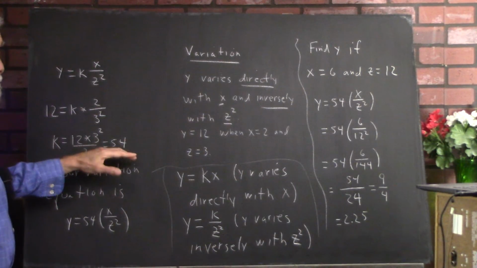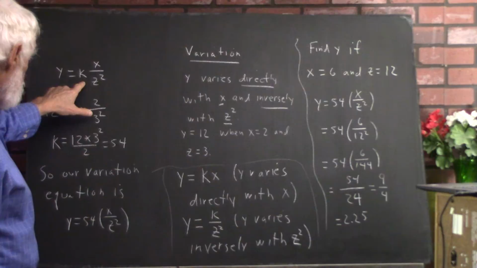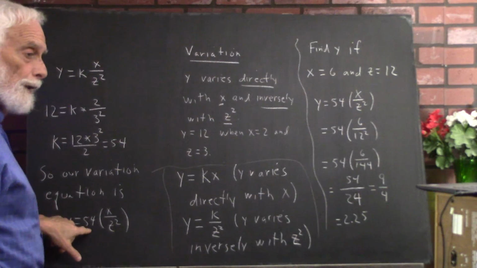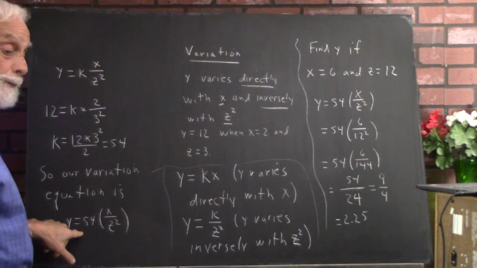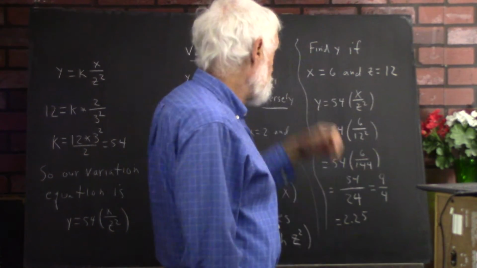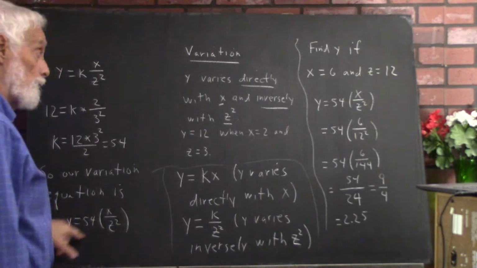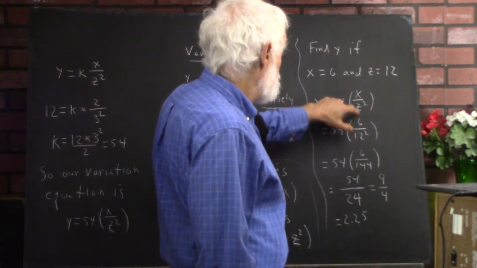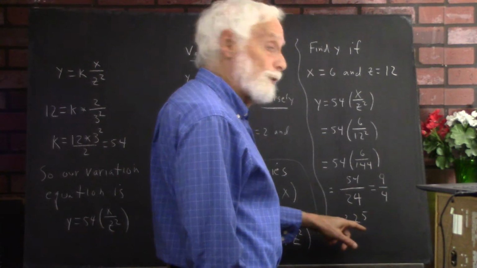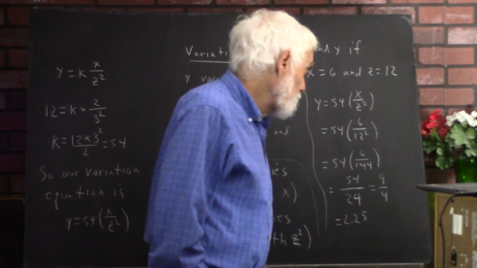There we have it, and now what do we do with that? Well, that's our value of k, so we plug that into our variation equation. We plug k in, and now we've got a variation equation we can actually use. So, if we're asked, for example, to find y if x equals 6 and z equals 12, we first write our variation equation, which I repeated from over here, same equation, and then we plug our values of x and z in, do the arithmetic, and we get our answer, 9/4 if you want a rational number answer, 2.25 if you want a decimal answer.